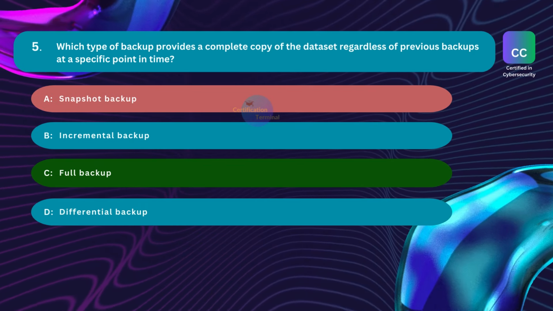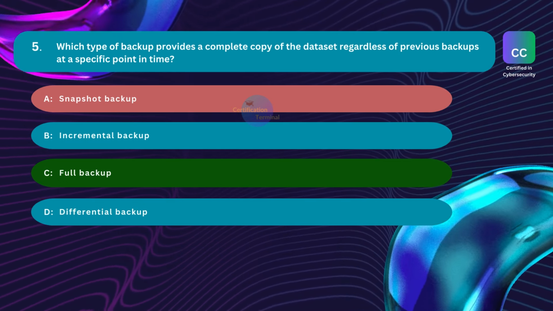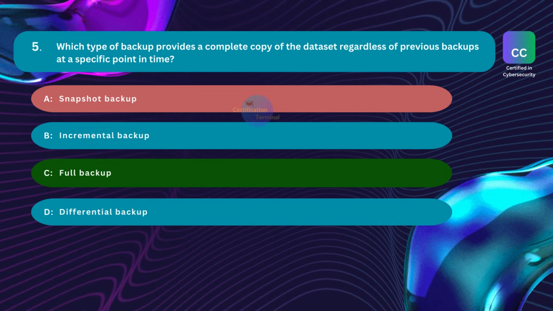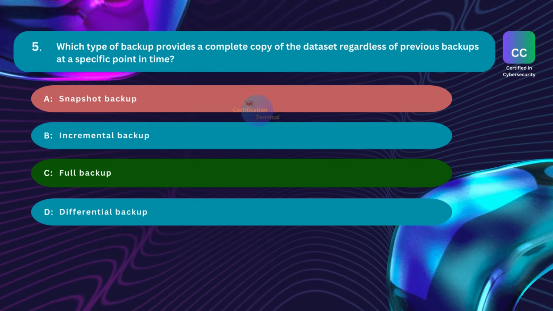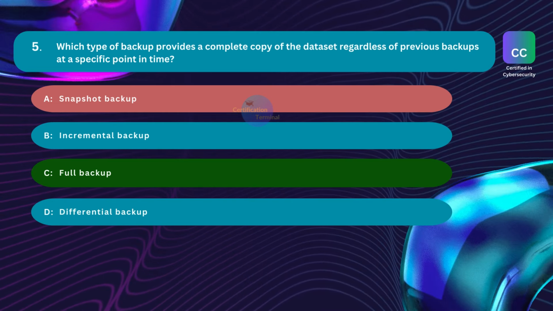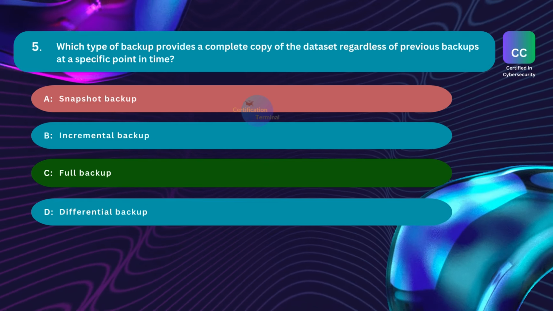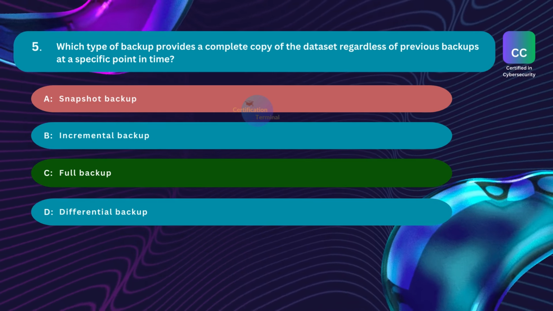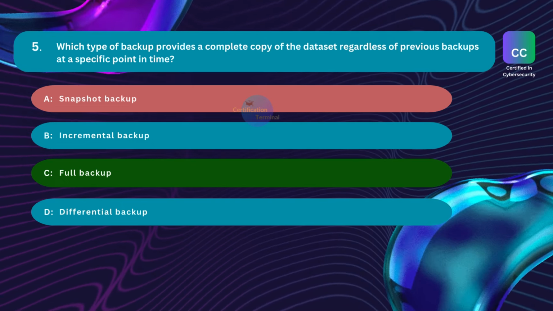Option A, snapshot backup, is incorrect. A snapshot backup captures the state of the entire system, including all data files, at a specific point in time. However, the term snapshot is often used in the context of storage systems or virtual machines, where it provides a point-in-time image of the data. While similar to a full backup in capturing the state at a specific moment, the term snapshot is not universally used in backup scenarios and might have specific implications depending on the context.